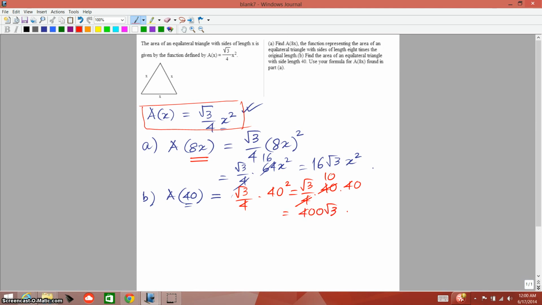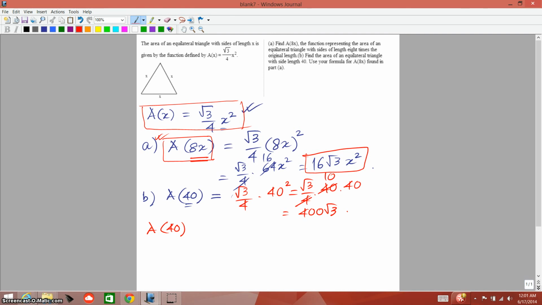You could have done it in other ways, but the problem a lot of students are encountering is the direction tells them to find out A of 40 based on the function you got in part A, which is this particular form, A of 8x, okay? And you realize that A of 8x came out to be 16 square root of 3 x squared.